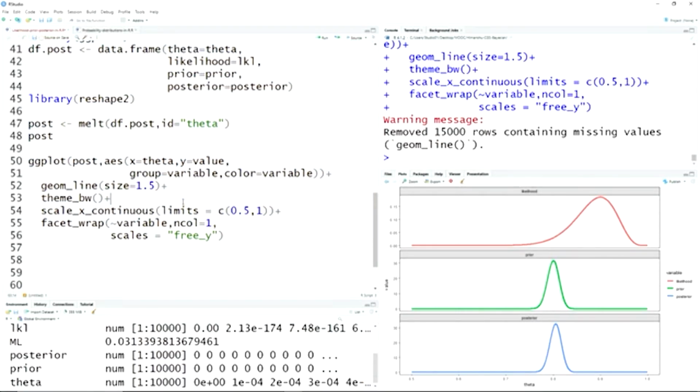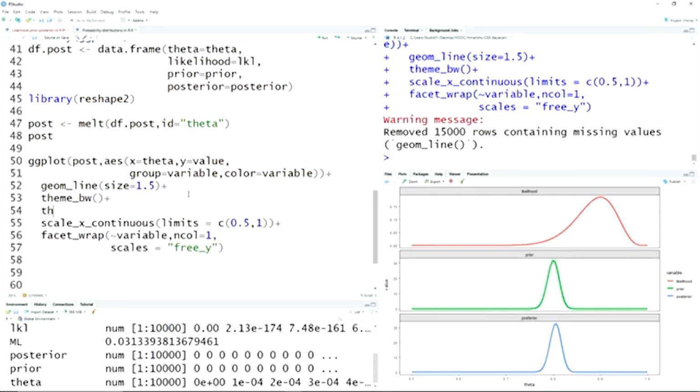Okay, let me try to increase the font size of the legends, let's see if you can see them better. Theme, okay.